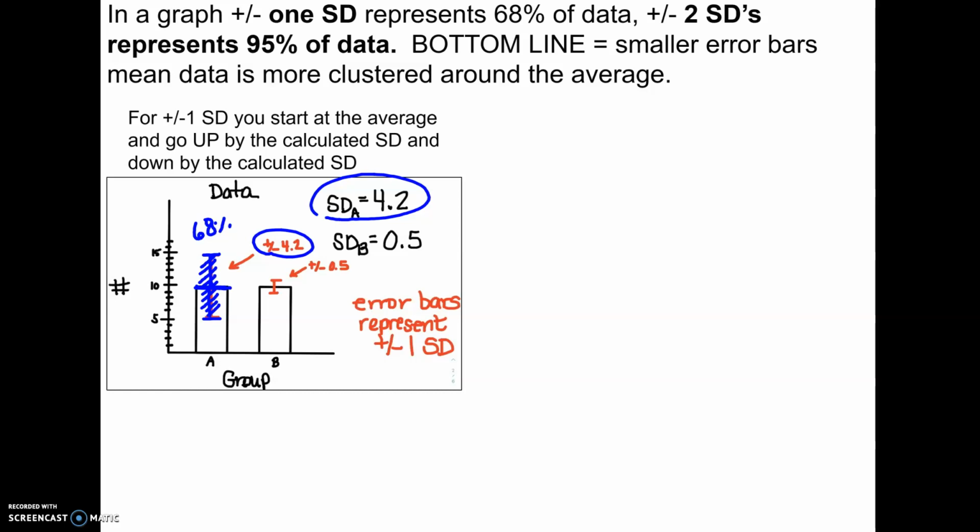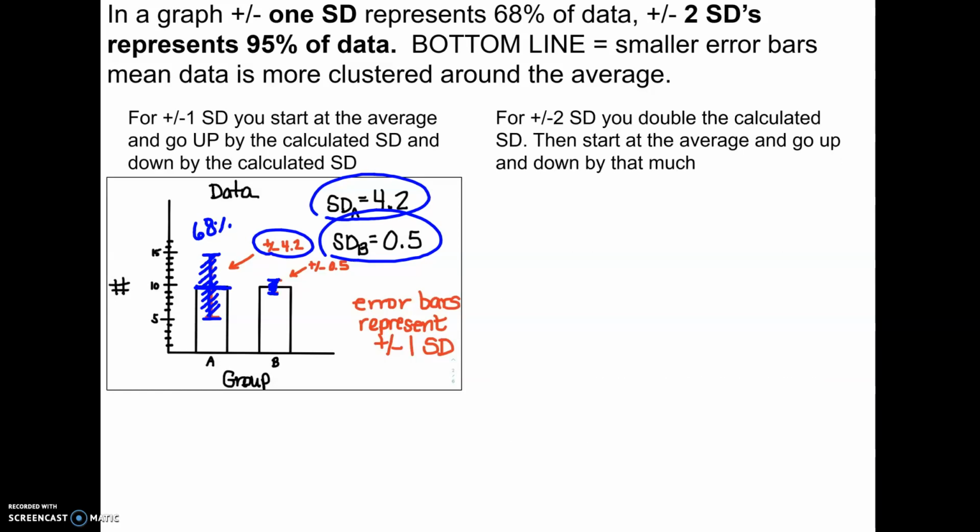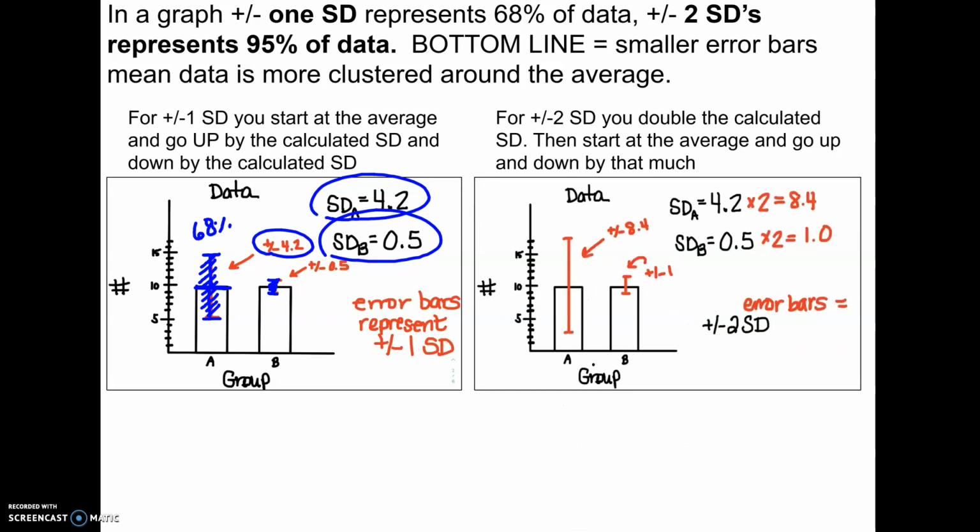My second data set, set B, my standard deviation was 0.5, so 68% of the original data should lie between those error bars. Now, most of the time, you're not going to see one standard deviation on a graph. What you're probably going to see is 2 standard deviations. And the reason why is because 2 standard deviations represents 95% of your data.